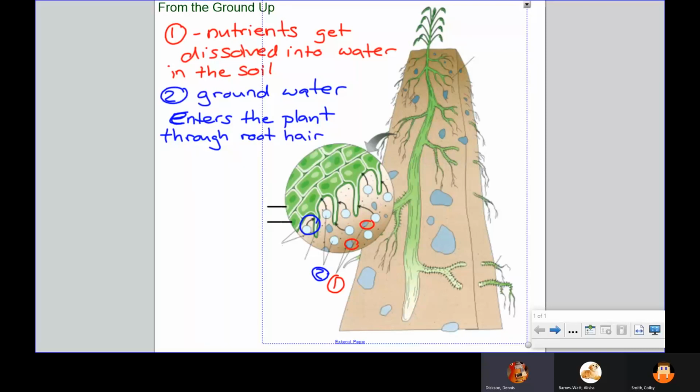So at this level down here, these are not called roots, they are called root hairs. That would be where this arrow here is going to.